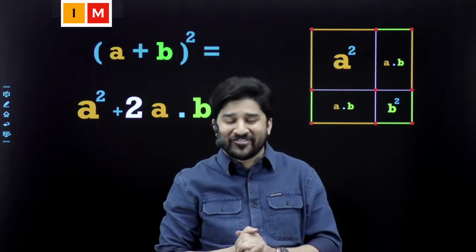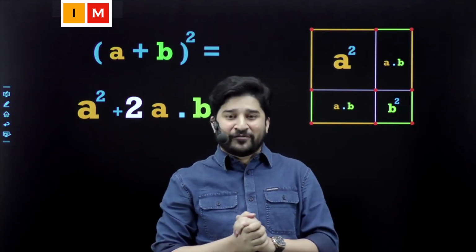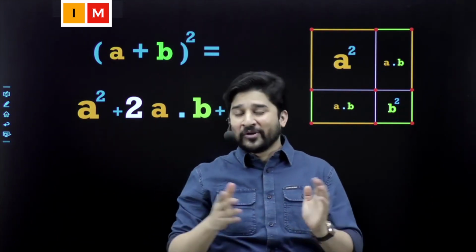It's making sense, right? Can you do the same drill for (a minus b) whole square? Go and do it.